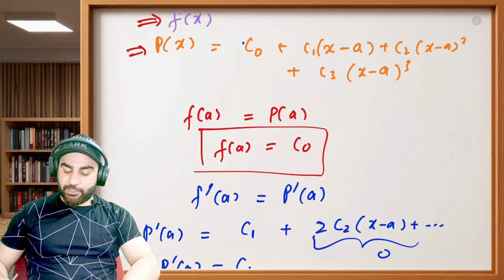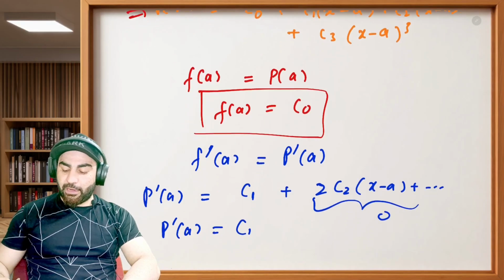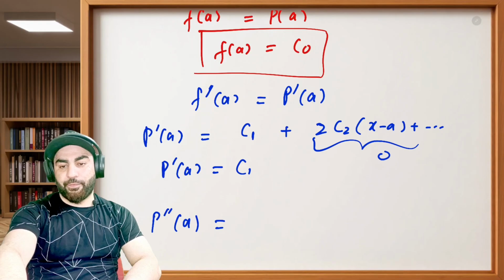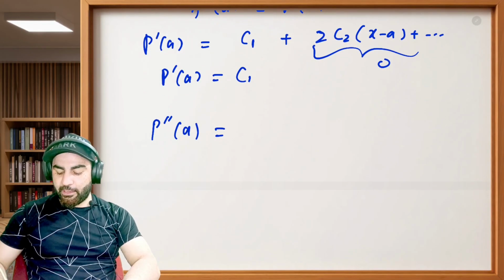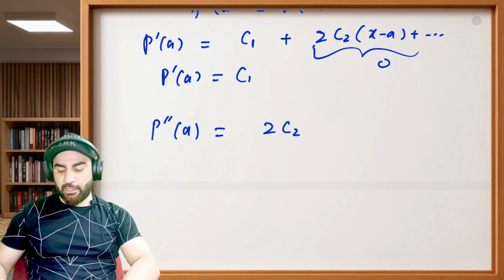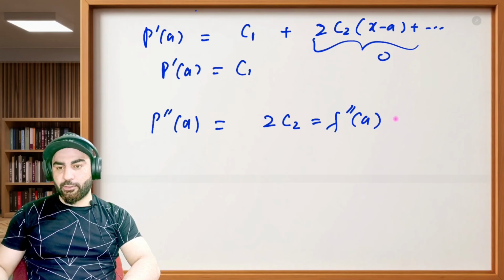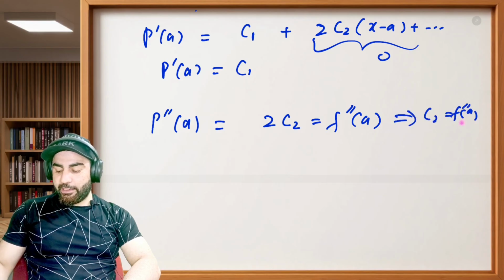So in this case, now c0 will be gone, this thing will be gone. So what will be left? I'll just see the results from here. So when you compute p double dash of a, you will be left with 2c2. Okay, so this should be equal to f double dash of a. This is what we want, and now we can compute c2 from this. So this implies c2 will be equal to f double dash of a divided by 2.